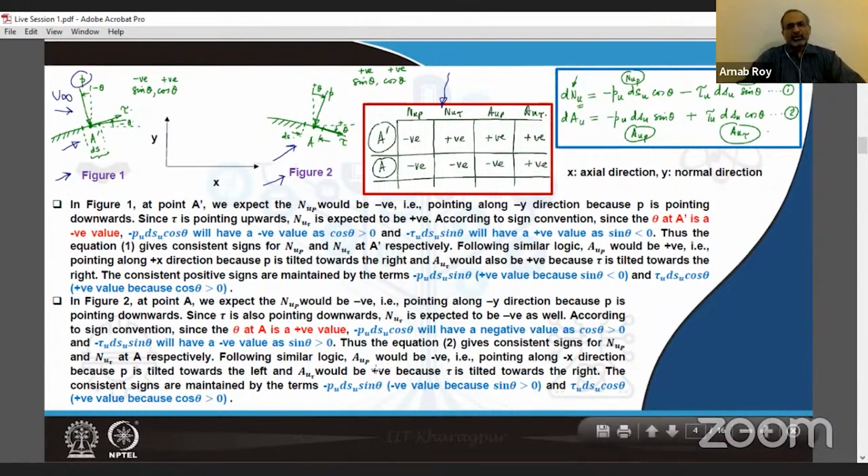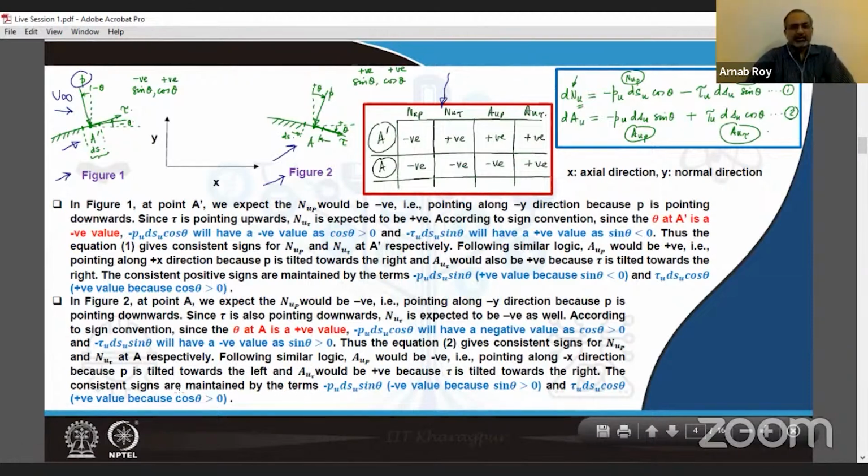Now moving on to the second equation, that means for the axial component, as far as the axial components are concerned, we look at the AUP and the AU tau at A. So AUP would be negative, pointing along negative x direction because P is tilted towards the left, and AU tau would be positive because tau is tilted towards the right.